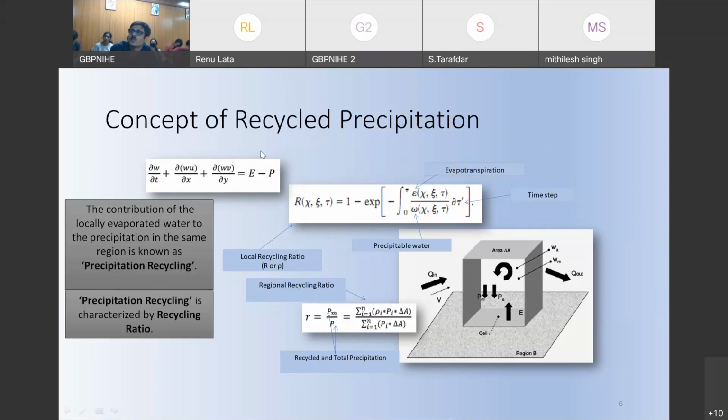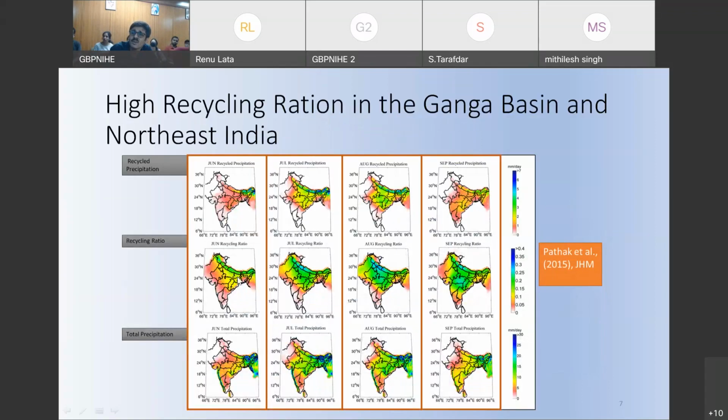Of course, we also collaborated with a few of our colleagues who have been working at UIUC. One of our IIT Bombay alumni, Professor Praveen Kumar, has also been working on theoretical development. So we sat together and developed this for the Indian monsoon. And what we found is very interesting.